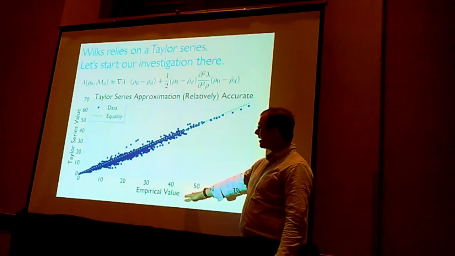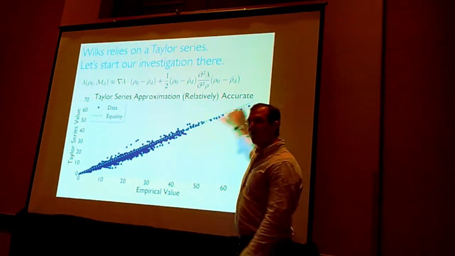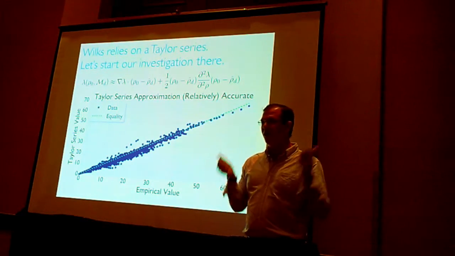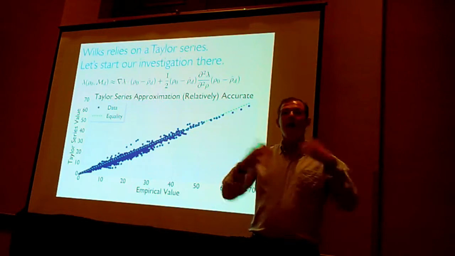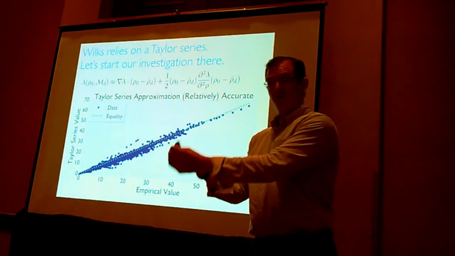Okay, left-hand side of the equation, right-hand side of the equation, they mostly fall along a good line. Okay, Taylor series out to second order, fully acceptable. Why do we do a Taylor series? Because we assume that our estimates are relatively close to the truth.